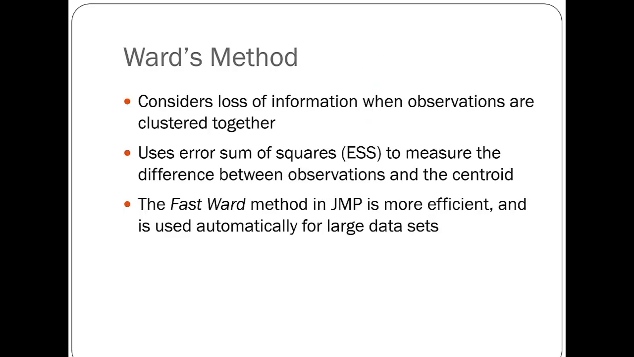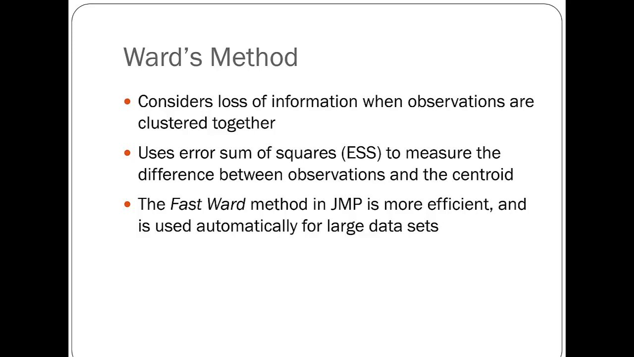There's another method called Ward's method that is categorized as one of the agglomerative cluster analysis methods. And the idea here is to take into account the amount of information that is lost when observations are clustered together. In other words, when you put them in the same group, if they are much different from each other, then there's going to be a lot of information that is lost, and the error is going to be higher. So this is going to use what's called the error sum of squares to measure this distance, and that's going to be the basis as to whether to add more groups or keep a smaller number of groups.